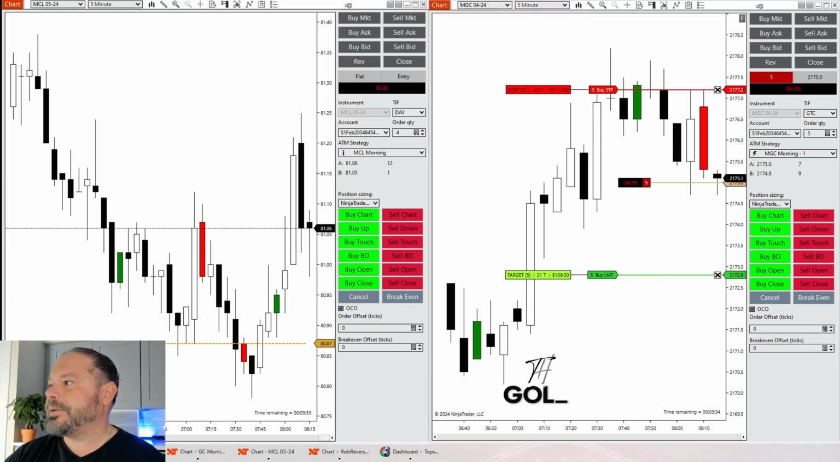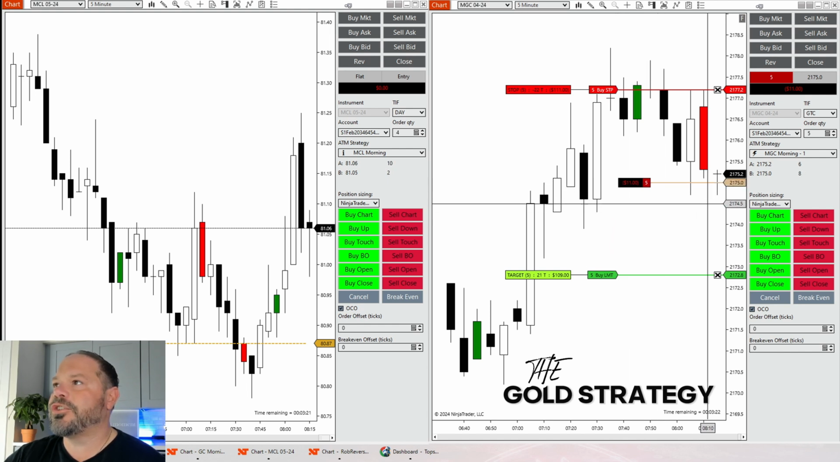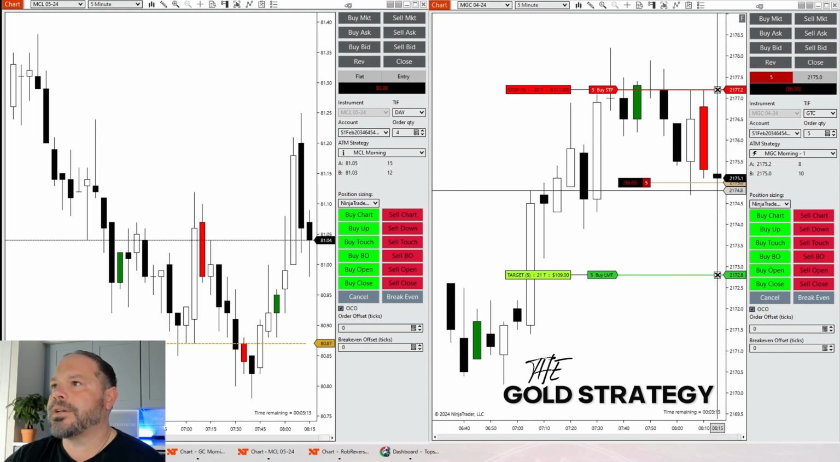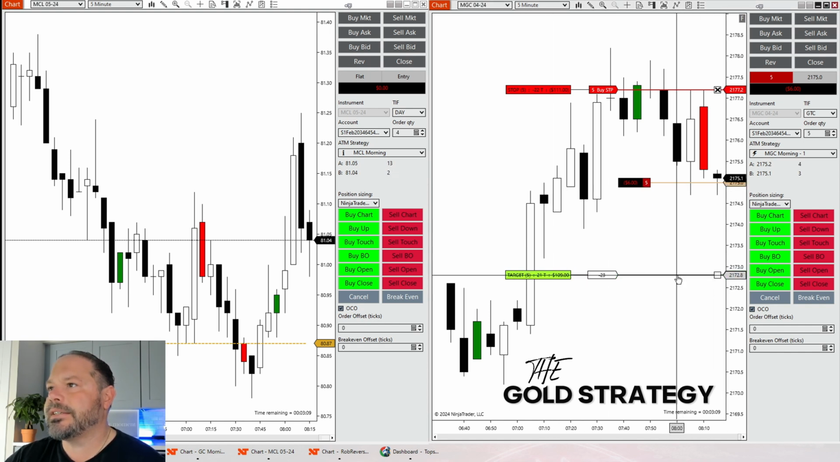All right, so it is Monday, March 25th, 8:11 in the morning. We just got activated here into a trade in gold. We are looking for a short off of this red inside bar right here. We did have about a tick of slippage this morning on our order. We're looking for 20, actually it should be 22 ticks.